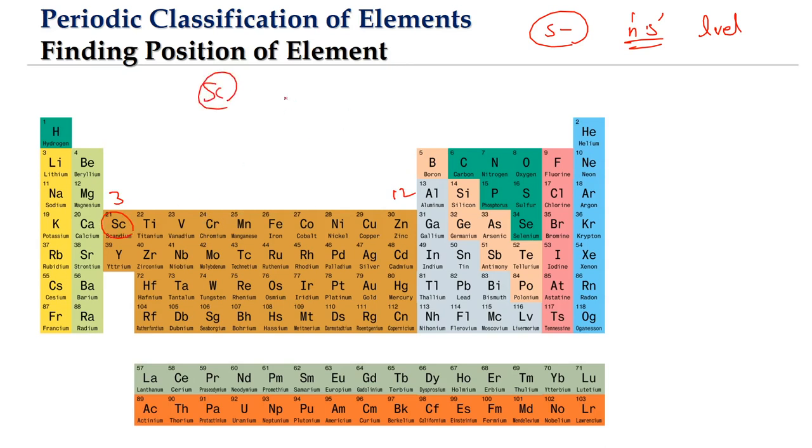Scandium, what is the atomic number? 21. So the electronic arrangement will be 1s2, 2s2, 2p6, 3s2, 3p6. After 3p we will fill 4s, 4s2, 3d1.